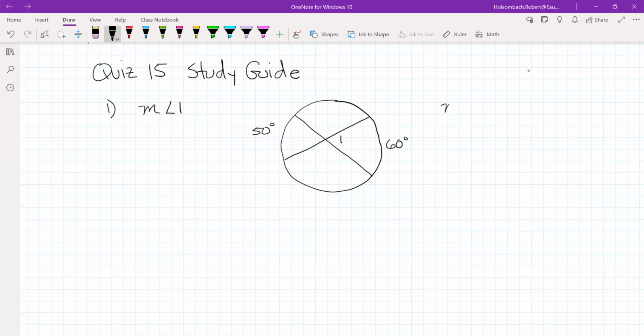So the measure of angle 1 is equal to 1/2 of the sum of the intercepted arcs. So 1/2 of 50 plus 60. So that's going to be 1/2 of 110. So the measure of angle 1 is equal to 55.